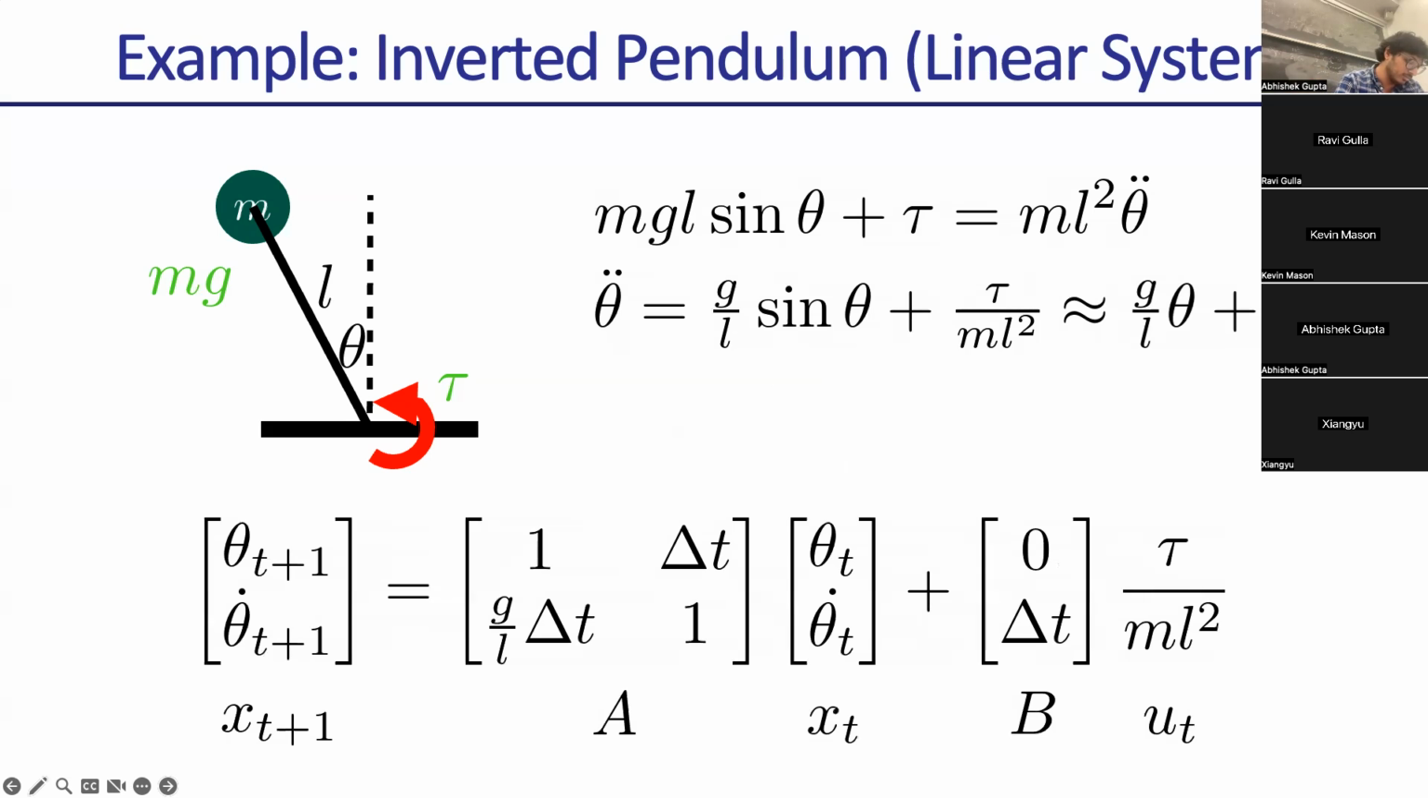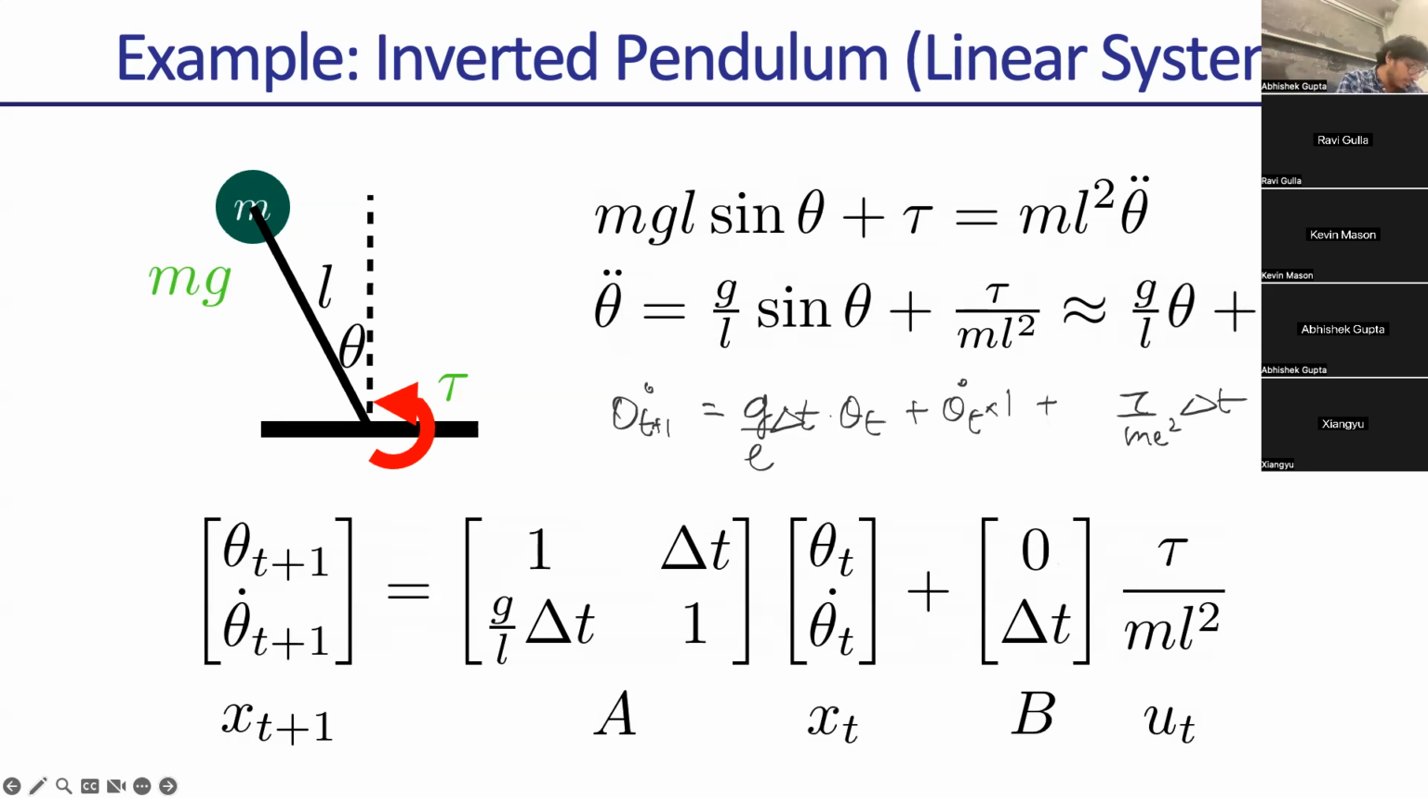So that's the first row. And the second row says theta dot t plus 1 is equal to g over L delta t times theta t, sorry, plus theta dot t times 1 plus tau over ml squared delta t. Just expanding this matrix multiply. And if you look at that carefully, that's the first equation we had. And so all we've said is we worked out things from physics, and then you can express the evolution of your system, when your state is the position and velocity, as this linear equation.